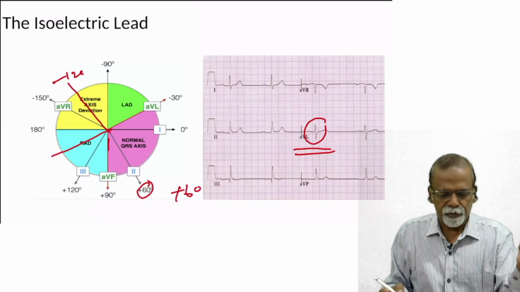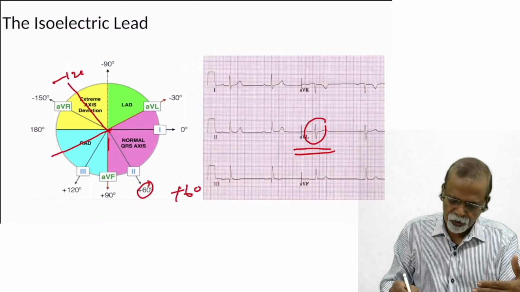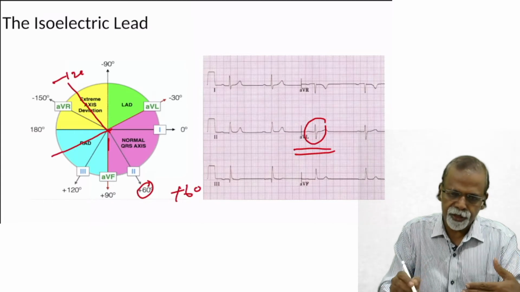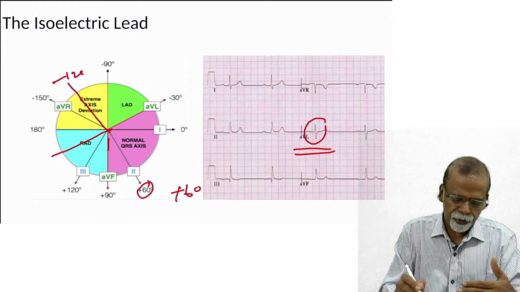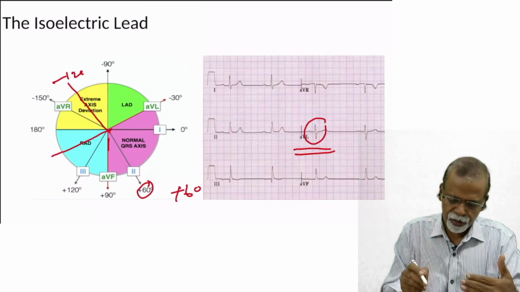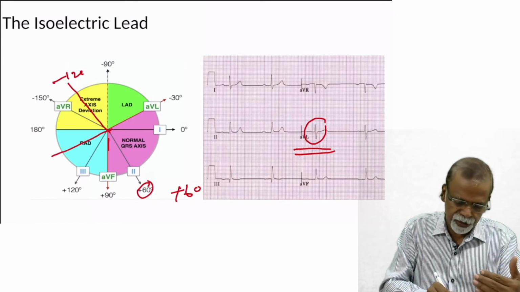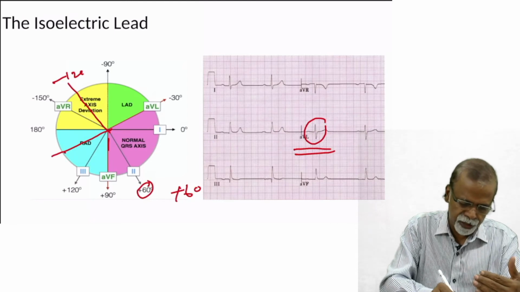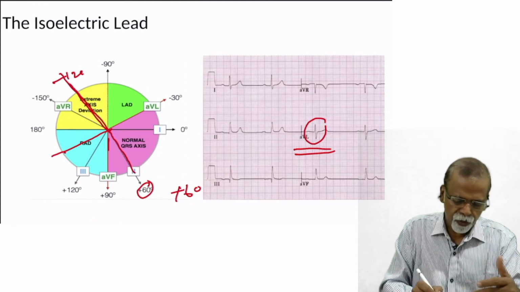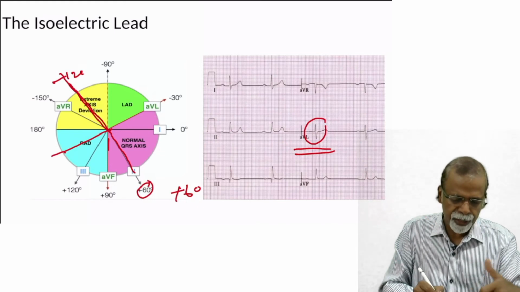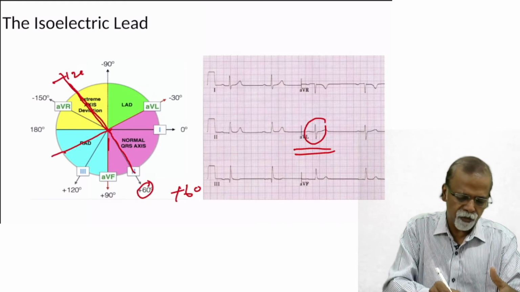Hope it is clear. So I will repeat once more. Here AVL is the lead with equiphasic deflection, so the current is going perpendicular to the AVL. So this is the AVL. The current will be going perpendicular to it, so this is lead 2. One end of lead 2 is plus 60 and the opposite end is minus 120.